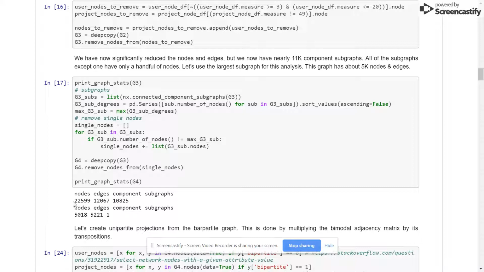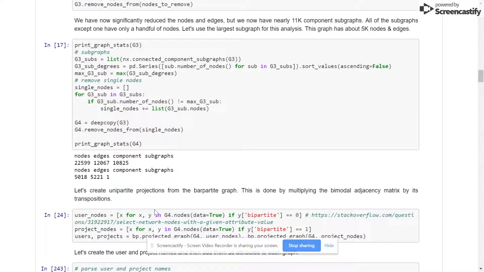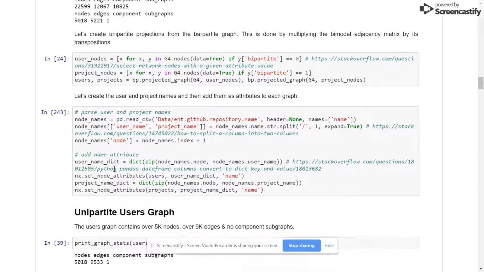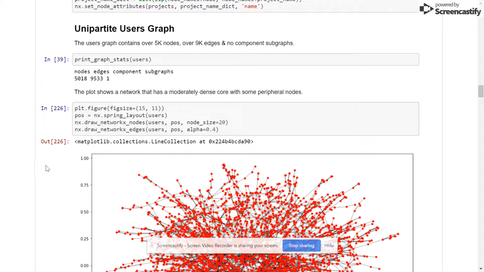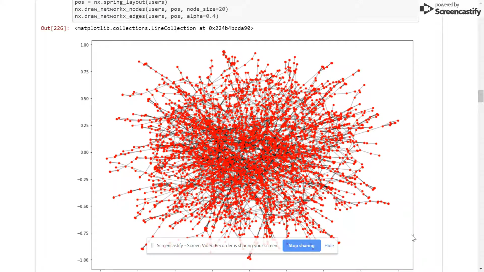The resulting network has much fewer nodes and edges, but it still has over 10,000 component subgraphs. So we're going to trim those and keep only the largest subgraph, which has about 5,000 nodes and edges. And we're going to project these into unipartite graphs here. And the unipartite user graph has 5,000 nodes and about 9,500 edges. The plot shows a network that has a moderately dense core with some peripheral nodes.